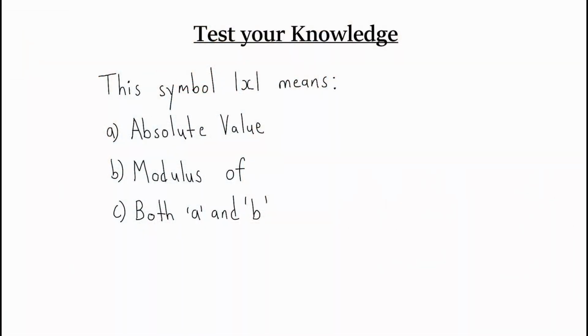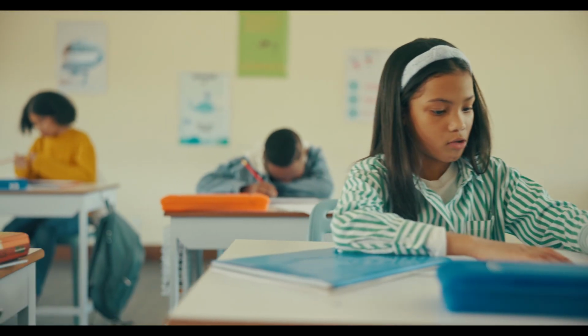What does this symbol mean? A. Absolute value. B. Modulus of. C. Both A and B. Drop your answer in the comment section.